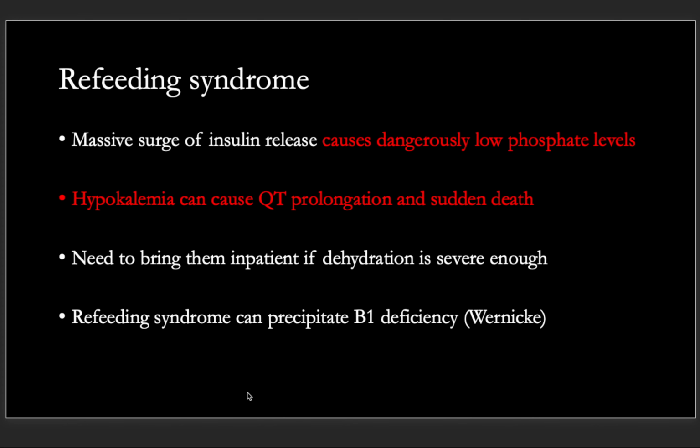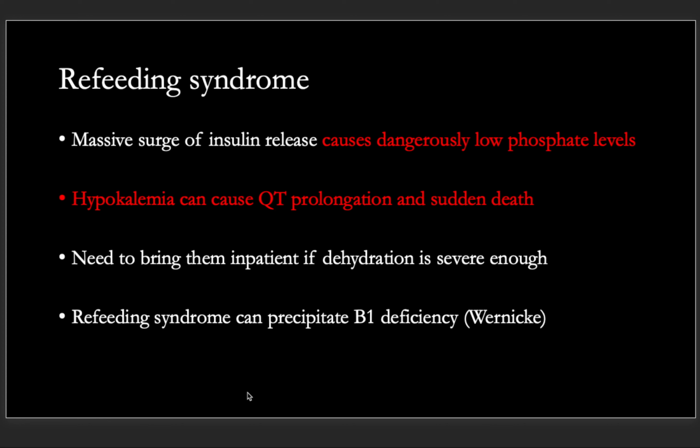One thing to look out for, if you have someone who's been purging a lot, let's say they haven't eaten in a few days, if they suddenly have a large meal, what happens is they have a sudden surge of insulin. This causes lots of metabolism and it causes dangerously low phosphate levels. This usually makes people feel lousy, but in addition to the phosphate, if you also have hypokalemia, you can have QT prolongation and sudden death.